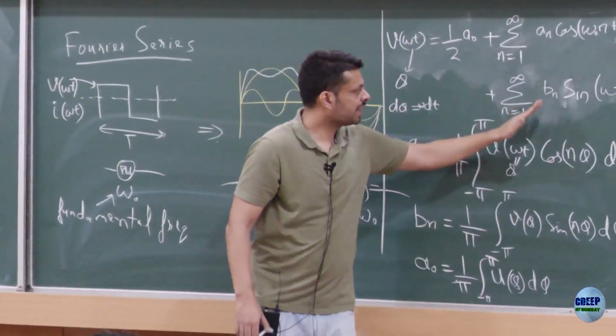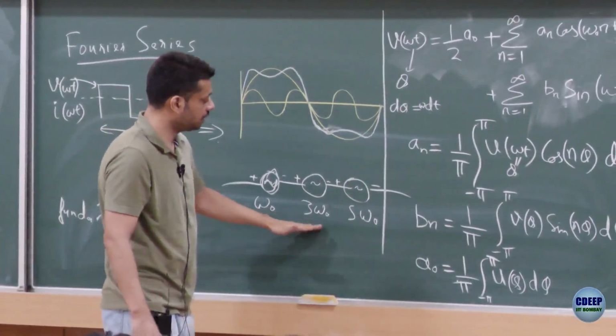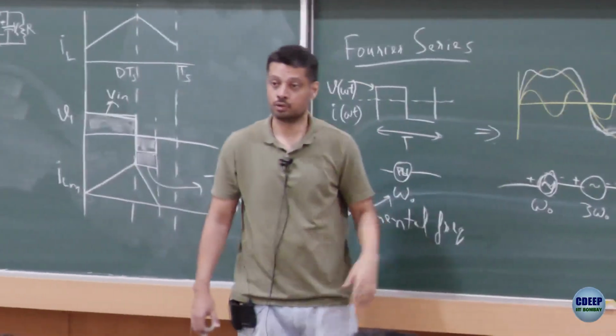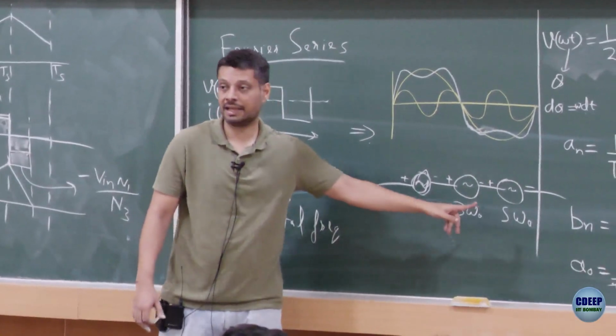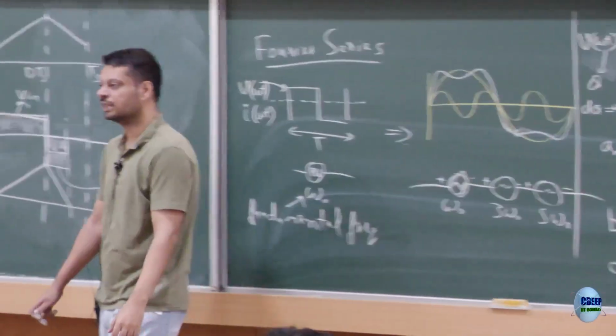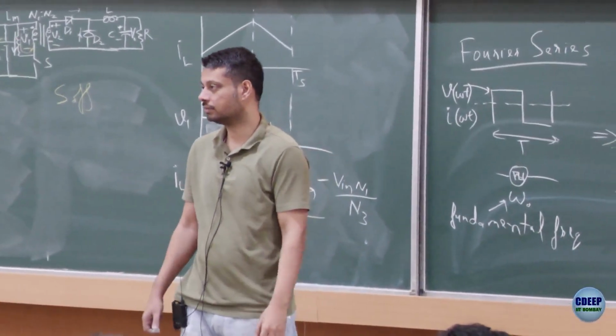Rest of the expressions you can solve. So for example, you can start with the square wave and try to find out omega naught, 3 omega naught, 5 omega naught, 2 omega naught. You would find that the 2 omega naught value and the 4 and so on would come out to be 0. That means there is no even harmonics, there is only odd harmonics there.